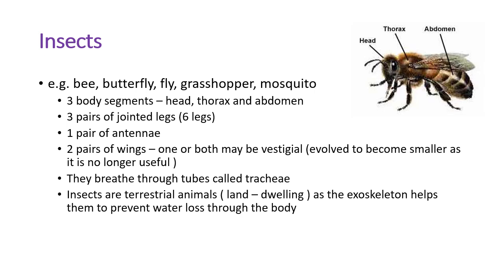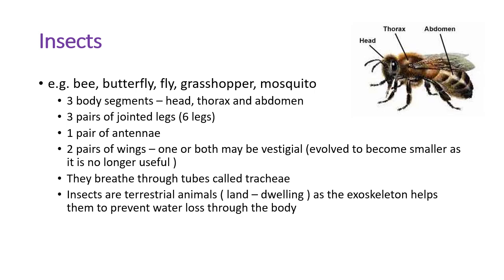All the insects have 3 body segments: head, thorax, and abdomen. And they have 3 pairs of jointed legs. So these 3 pairs of jointed legs are attached to its thorax. And they have a pair of antennae, 1 pair of antennae. And most of the insects have 1 or 2 pairs of wings.